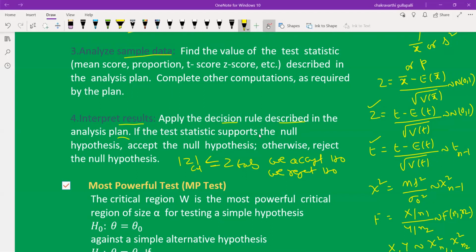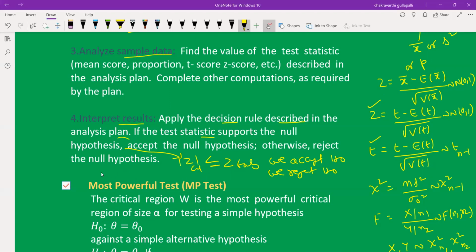The test statistic supports the null hypothesis. Here, the test statistic supports the null hypothesis means Z calculation is less than or equal to Z table value, accept the null hypothesis, otherwise reject the null hypothesis.